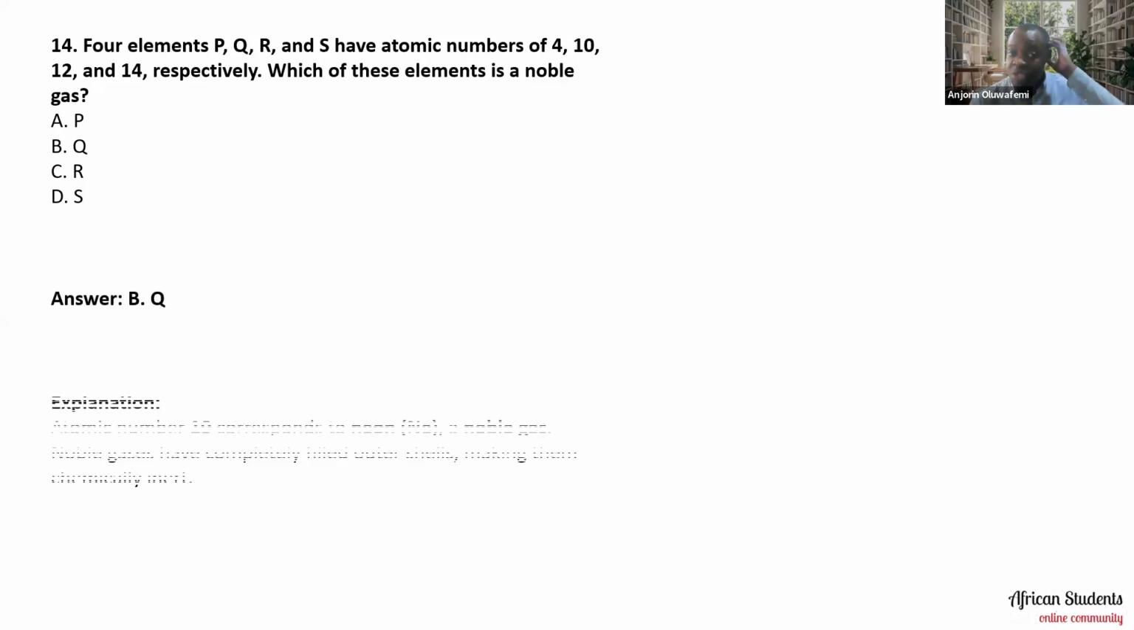Four elements, P, Q, R, and S, have atomic numbers 4, 10, 12, and 14, respectively. Which of these elements is a noble gas? Is it P, Q, R, or S? Based on the atomic number, we can actually know which one is a noble gas and which is not a noble gas. If you carefully look at it, the right answer is option B, which is Q.